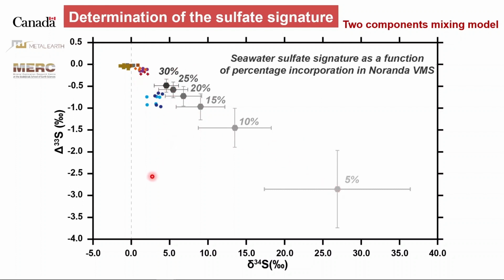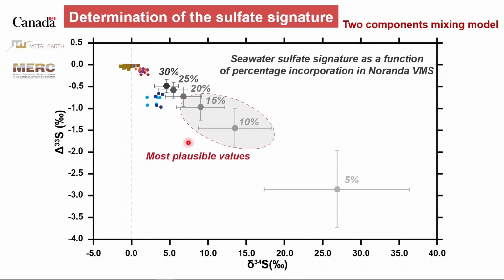And here we can already discard some values, because we know that here are our values on exhalite. So we know that there is a huge influence of seawater here. All these proportions that cannot explain the most depleted value cannot be the right value for the seawater sulfate. And similarly, for example, this 5% incorporation of seawater sulfate gives a value which is higher than the modern seawater sulfate isotopic signature. So it's highly improbable that it could be the right isotopic signature.